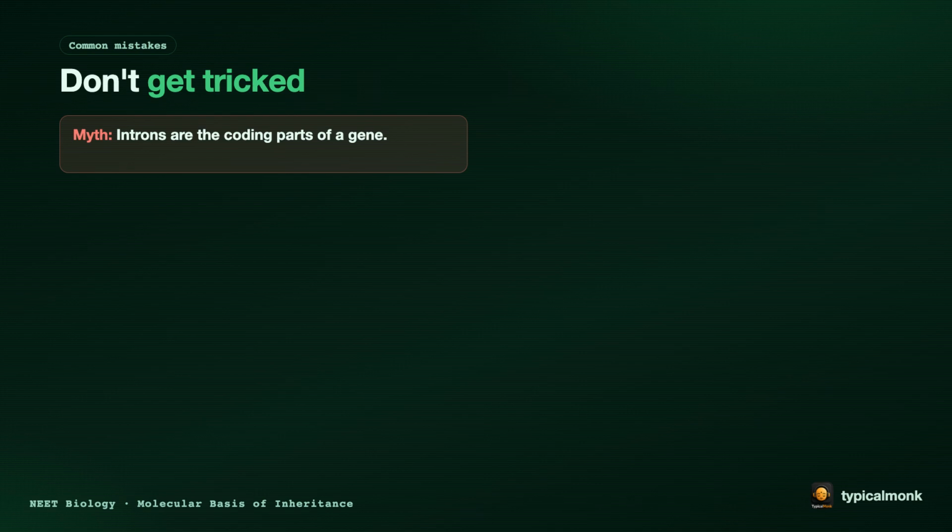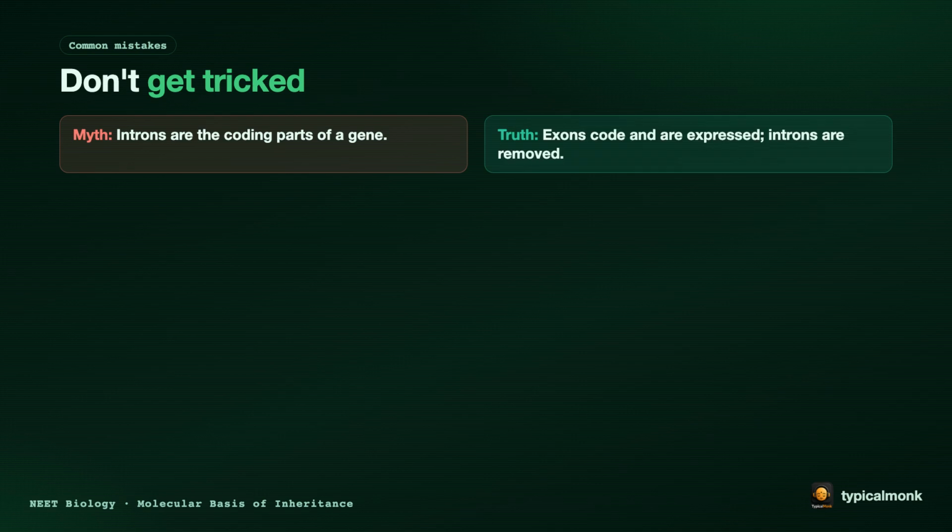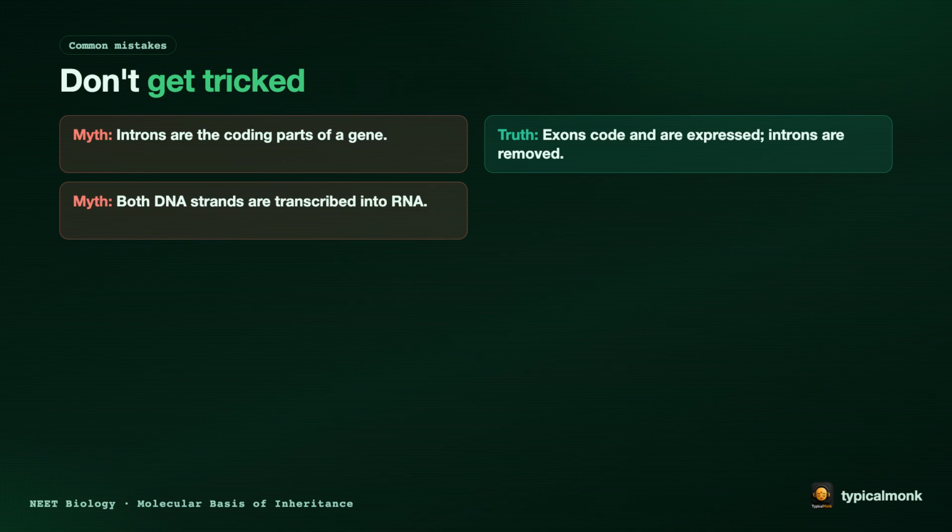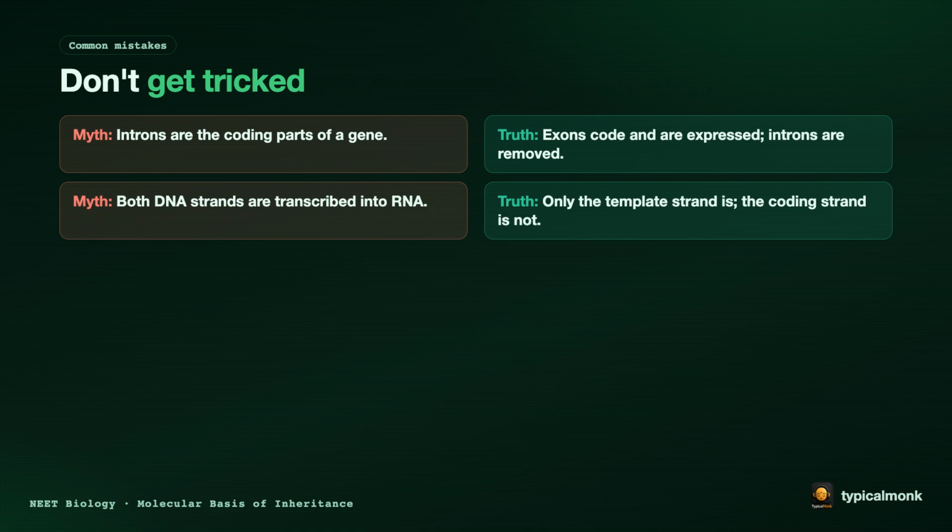Now let's clear the mistakes students fall for. Myth, introns are the coding parts of a gene. Truth, exons code and are expressed, introns are removed. Myth, both T and A strands are transcribed into RNA. Truth, only the template strand is. The coding strand is not.